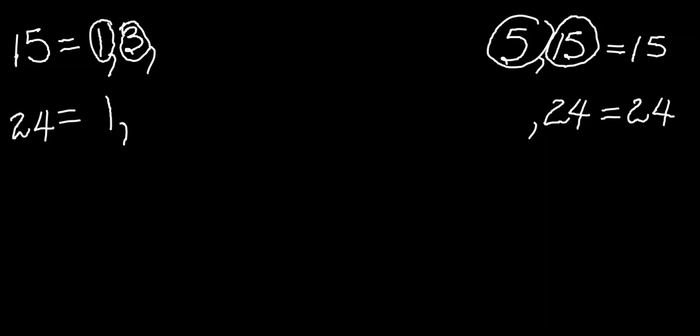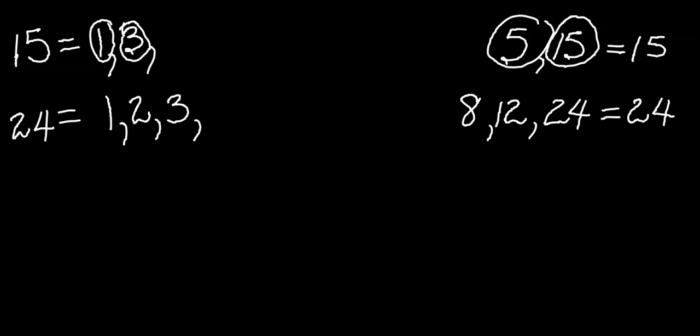Now, 24 can also be divided by 2 evenly. And what do you multiply 2 by to get 24? Yes, you use the number 12. So 2 times 12 is 24. 12 is also a factor. The next factor of 24 would be 3. And what do you multiply 3 by to get 24? Yes, you multiply 3 times 8. So 8 is also a factor.